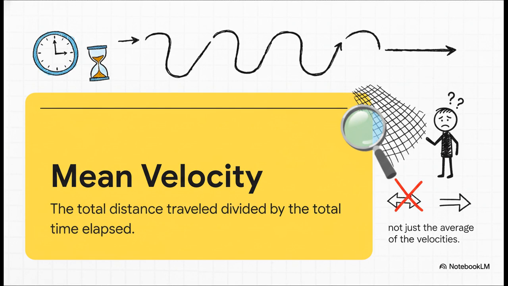Seems easy enough, right? But here is the number one trap people fall into. It is not just the simple average of the velocities. You can't just add v0, v1, and v2 and divide by 3. It doesn't work that way. And this problem is designed to make sure you know that.